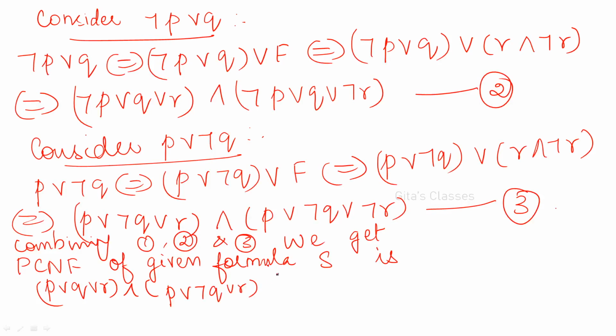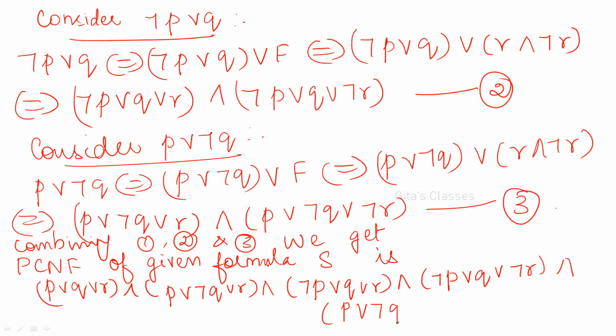Not Q or R, and now P or not P or Q or R, not P or Q or R, and not P or not Q or not P or Q or R, not R, and P or R, not Q or R already I have written. It is already there, so I am not going to write that. Repeated terms you need not write. So P or R, not Q or R, not R. Okay. So this is the required expression of PCNF.